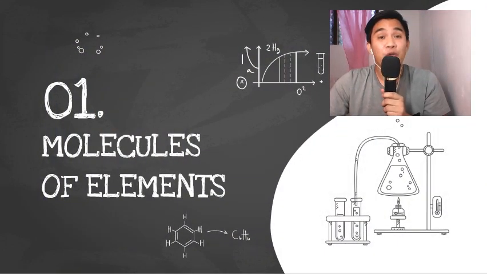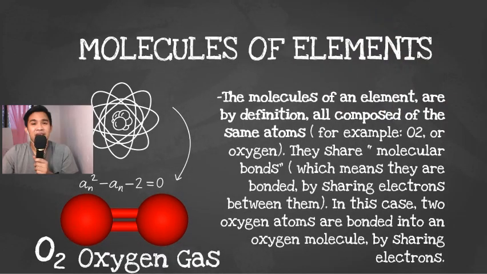So let us begin with the first topic, which is all about the molecules of elements. The molecules of an element are, by definition, all composed of the same atoms. For example, oxygen gas or O2, and they share molecular bonds, which means they are bonded by sharing electrons between them. In this case, two oxygen atoms are bonded into an oxygen molecule by sharing electrons.